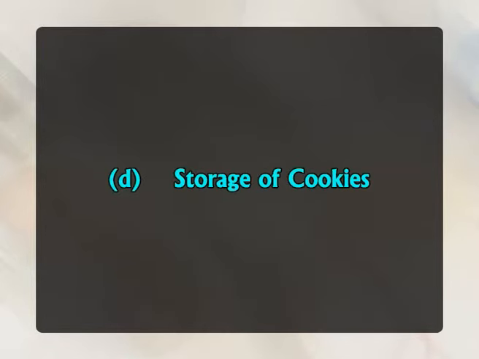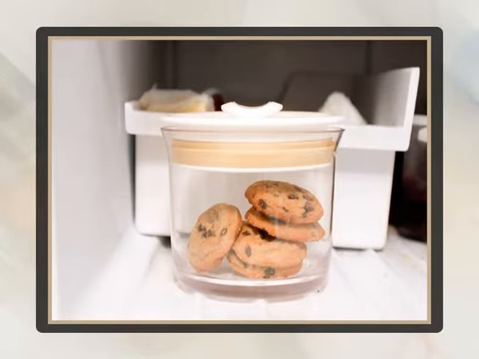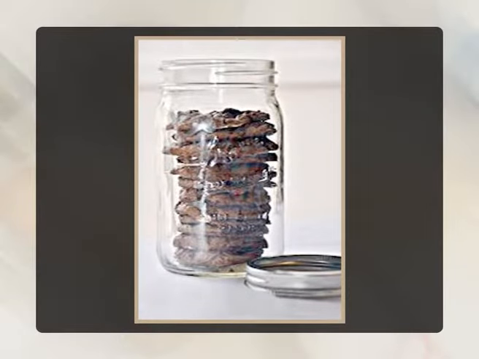D. Storage of cookies. Soft cookies such as bar cookies are stored in a container with a tight lid. If they tend to dry out, add a slice of apple to the container. Crisp cookies should be stored in a container with a loose lid, like a cookie jar. If there is a lot of humidity, a piece of bread should be added to the container. The bread helps to absorb the moisture.